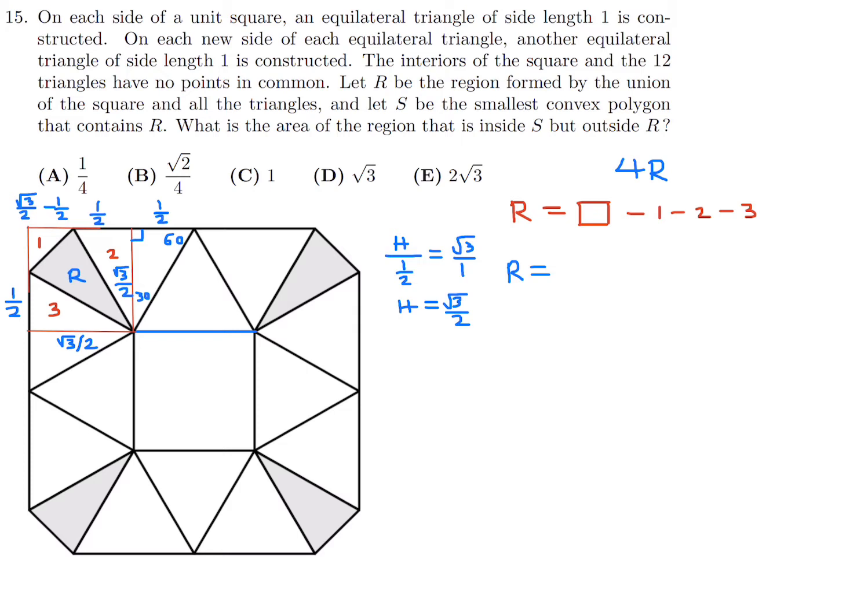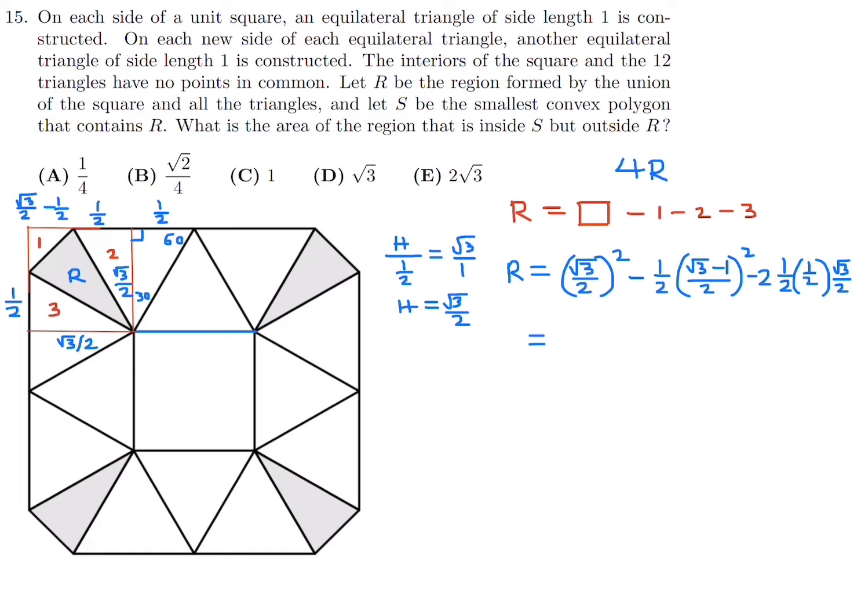It's the square. The square is going to be root 3 over 2 squared. Then minus 1, which is 1/2 base times height. The base and the height are the same, so it's root 3 minus 1 over 2, squared. And then minus 2 and 3, which are identical, so it's minus 2 times 1/2 base times height. The base I can call a half, and the height root 3 over 2. And there we go. Now I just have to make it into one of these forms.